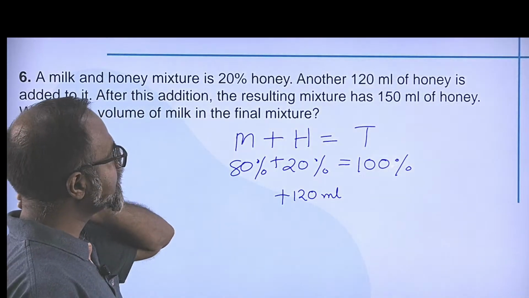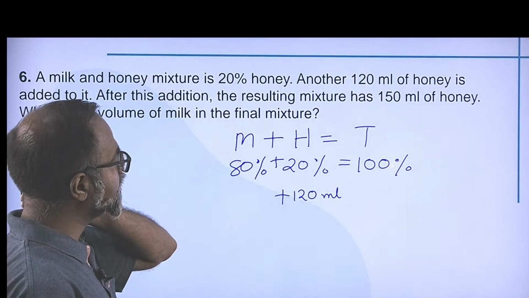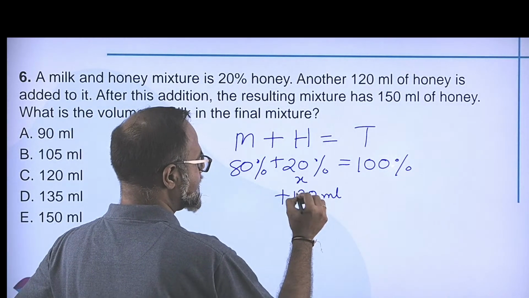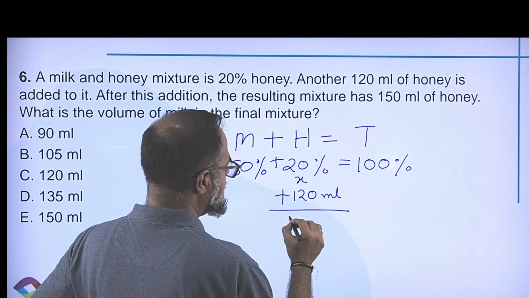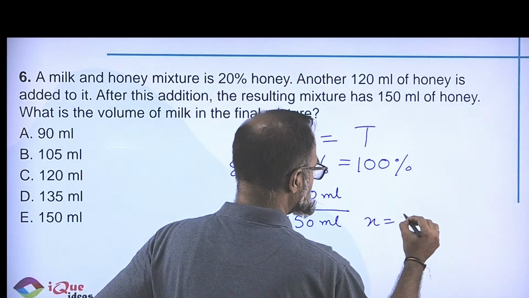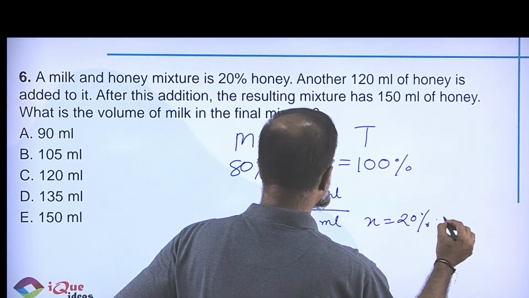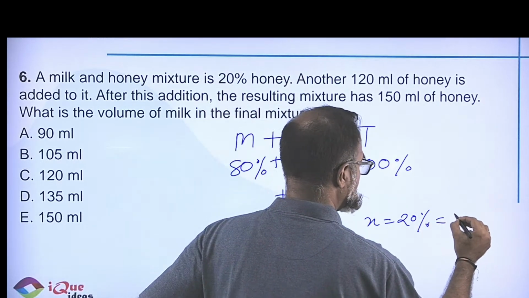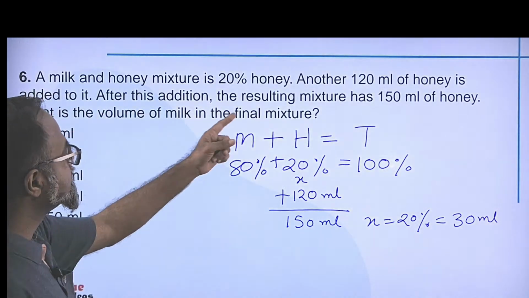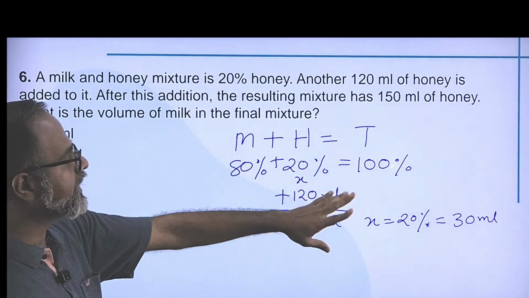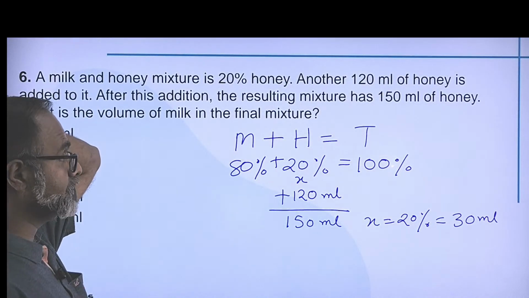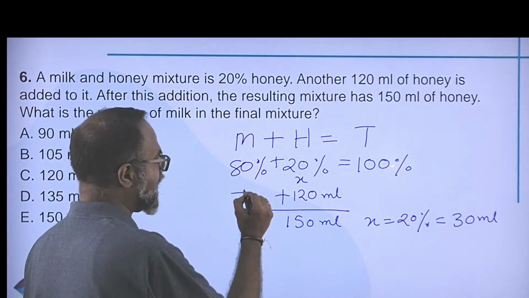The resulting mixture has 150 ml of honey. So if this was X and I added 120 ml, I got 150 ml of honey, which means originally the 20% honey was 150 minus 120, which was 30 ml. Great. The resulting mixture has 150 ml, so originally it had 30 ml. What is the volume of milk in the final mixture? Now remember, I'm not adding any milk.